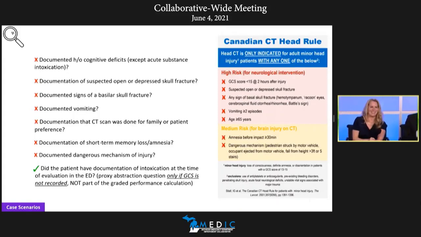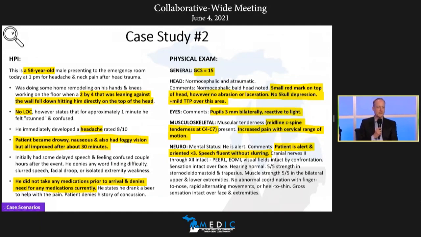Might need another assist here to move to the second case. There we go. Okay. Another, of course, adult head injury case. We're talking about a 58-year-old. This occurred at 1 p.m. today, so again within that 24-hour window where you can apply the Canadian CT rule. The report is he was struck by a 2x4. The board was leaning against the wall, fell down and hit him on the top of his head.